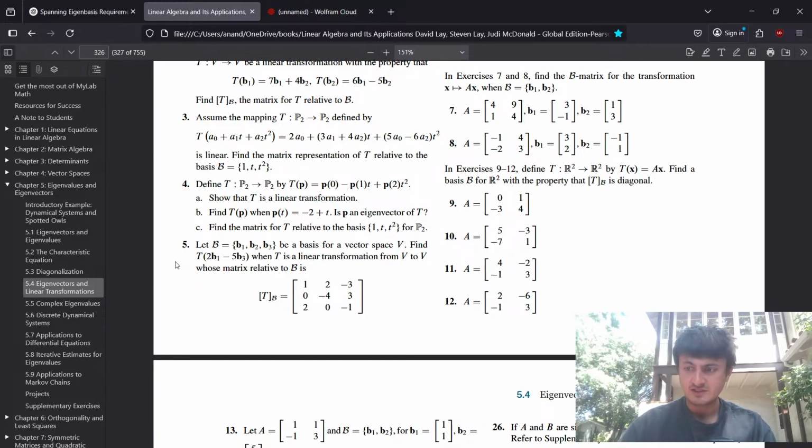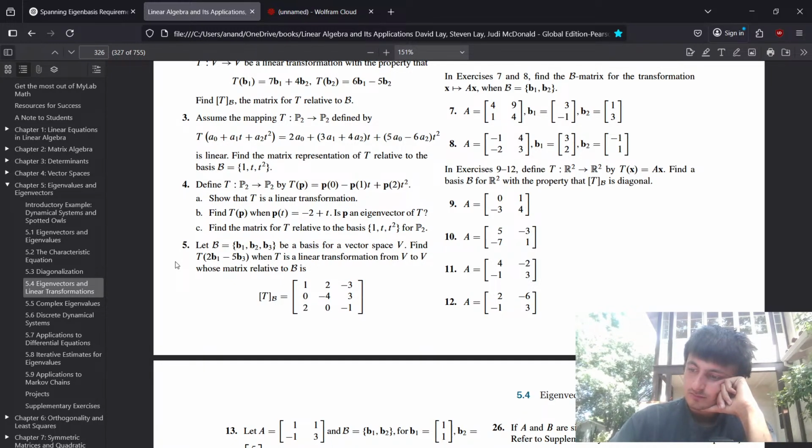Okay, 5. Let B, B1 to B3, be a basis of V. Find T of 2B1 minus 5B3, where T relative to B is equal to the matrix 1, 2, minus 3, 0, minus 4, 3, 2, 0, minus 1.